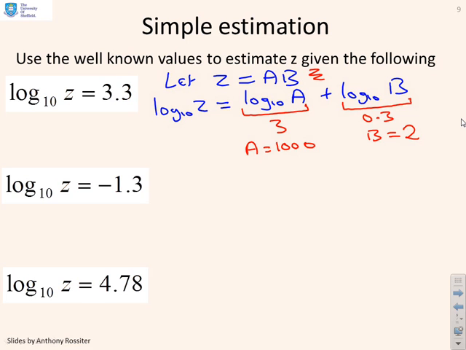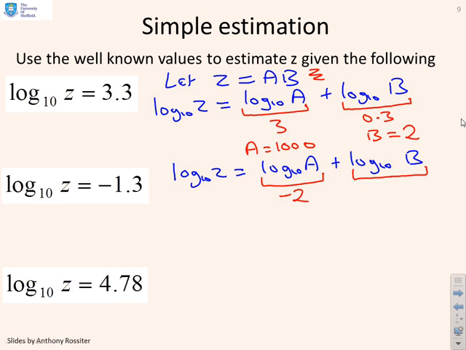What about this next one then? I've got log 10 of z is minus 1.3. So I use the same trick and I can write log 10 of z equals log 10 of a plus log 10 of b, and I'm going to make log 10 of a equal to minus 2 and log 10 of b equal to 0.7. And therefore, what a gives minus 2? Well, you know it's 0.01, or 10 to the minus 2. And what gives 0.7? Well, it's 5. And therefore, z must be 0.05.